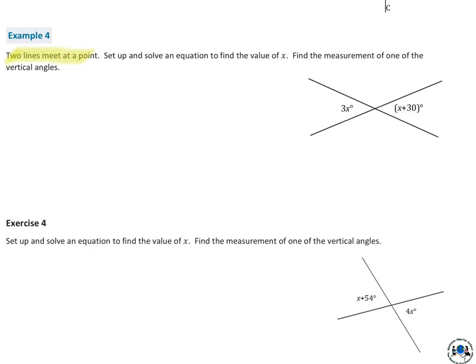But this is a real interesting one, because there's only one number value given, and that's this 30 here, 30 degrees, but it's also accompanied by another unknown here, another variable, as is this, and there's nothing given here and here. A little tricky in that sense, because you're going to set up and solve an equation to find the value of x, and then find the measurement of one of the vertical angles.